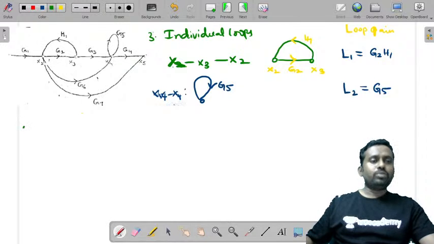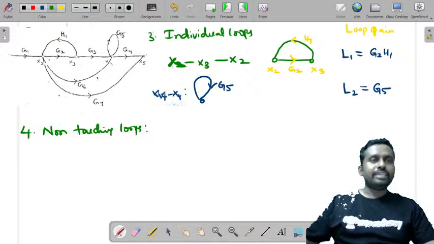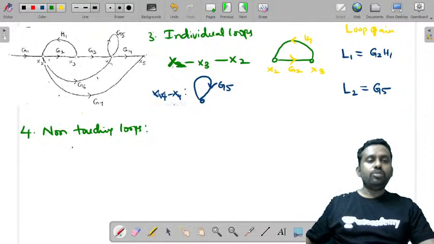So the next one would be finding the non-touching loops, if they exist. We have to see if there are some non-touching loops in this. Now if you observe loop 1 and loop 2, compare loop 1 and loop 2.